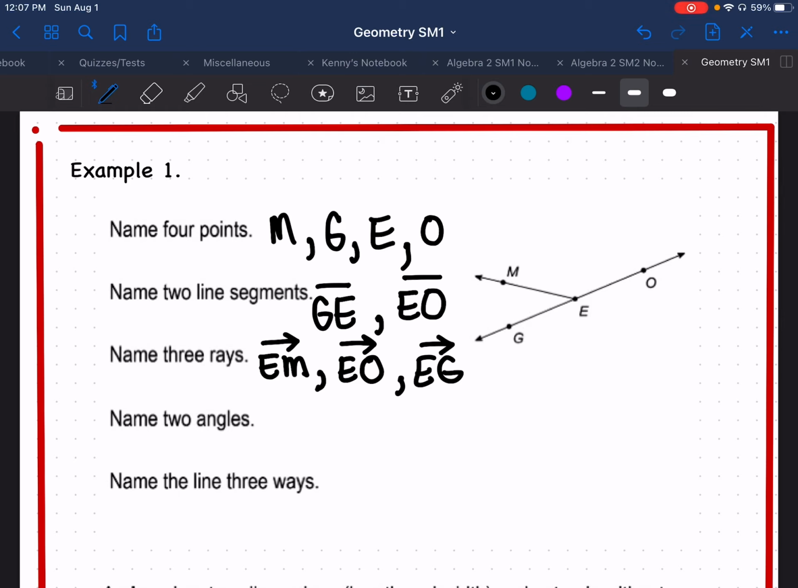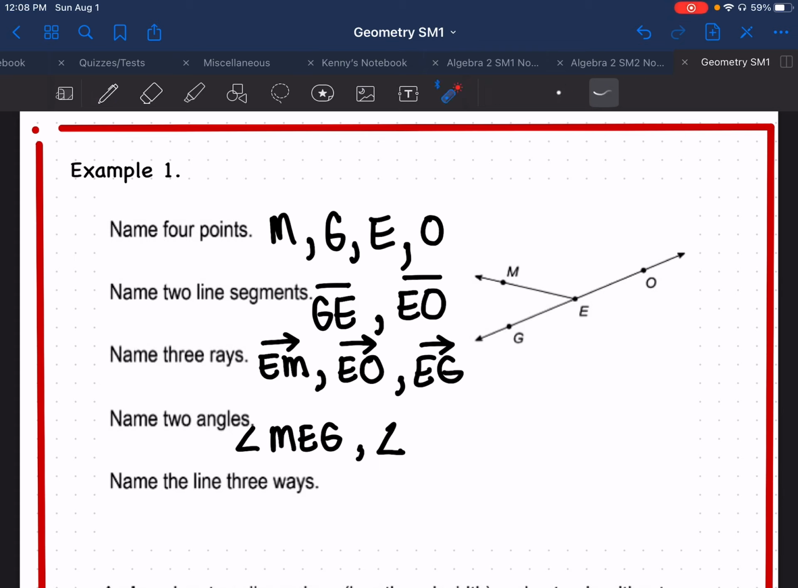All right, name two angles. Angles have to look like this. We've seen them before. They have to have a vertex and then they have to continue in two different directions. So here is an angle that I see right away. It kind of looked like the one I just drew. When I name it, the vertex right here needs to be in the middle. And so I can start at G and then go to E into M, or I can start at M and go to E into G. So I'm going to say M, E, G, and the angle symbol is this one right here.